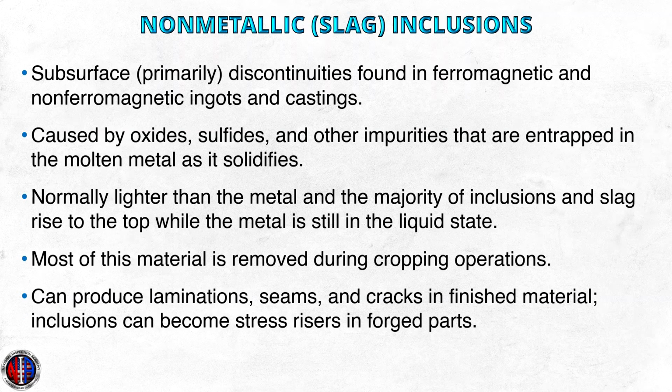Non-metallic slag inclusions. Non-metallic inclusions are primarily subsurface discontinuities found in ferromagnetic and non-ferromagnetic ingots and castings. They are caused by oxides, sulfides, and other impurities that are entrapped in the molten metal as it solidifies. They are normally lighter than the metal, and the majority of inclusions in slag rise to the top while the metal is still in the liquid state. Most of this material is removed during cropping operations. Non-metallic inclusions, when further processed, can produce laminations, seams, and cracks in finished material. Inclusions can become stress risers in forged parts.